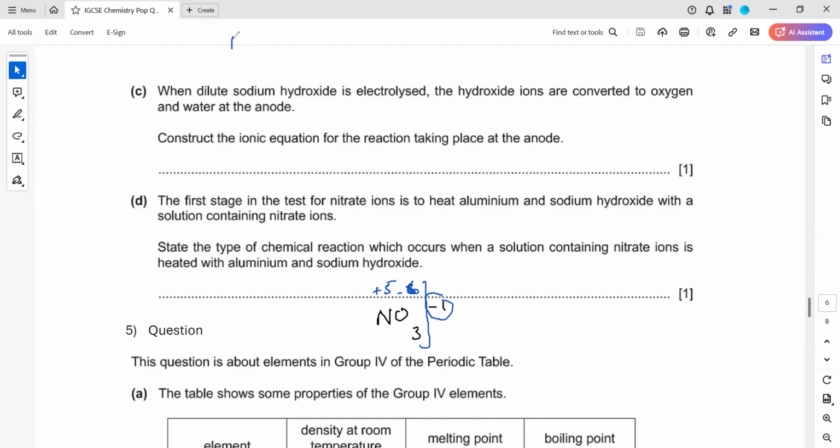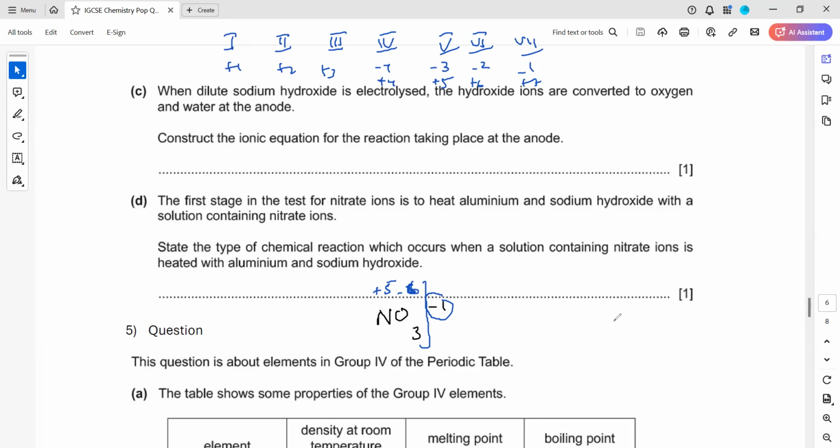For example, group 1 is +1, group 2 is +2, group 3 is +3. Group 4 is -4, or it can be +4 as well. Group 5 is -3, or it can be +5. Group 6 is -2, or it can be +6. It's not only -2 or +6; it can have any oxidation number from -2 to +6. And group 7 can have -1 to +7.